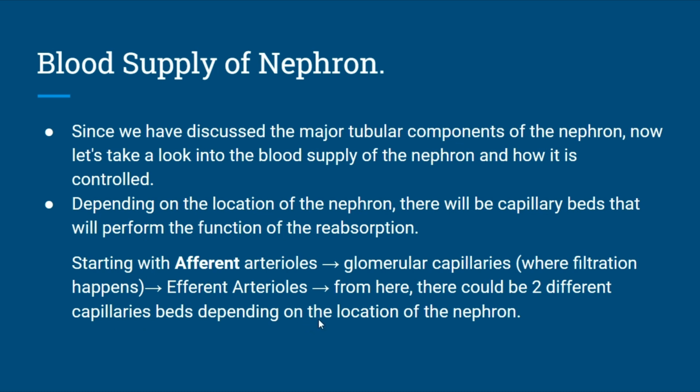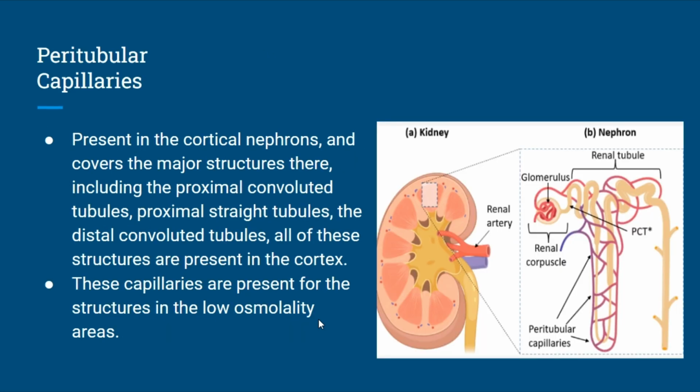From here, there could be two different capillary beds depending on the location of the nephrons. We have already discussed that in histology. Let's look at that again. The first capillary bed is the peritubular capillaries.